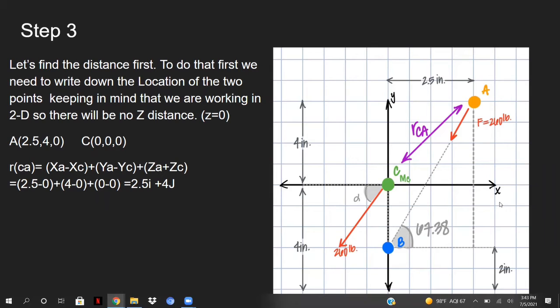Step 3, let's find the distance first. To do that, we first need to write down the location of the two points, keeping in mind that we are working in 2D, so there will be no z distance, which means that z equals 0. So point A would be 2.5, 4, 0. Point C would be 0, 0, 0. And R sub CA will be denoted from the math as shown.